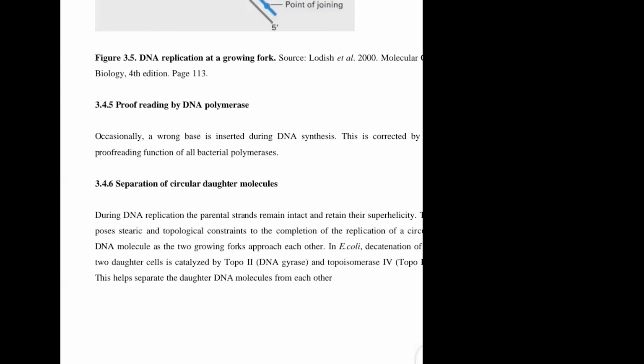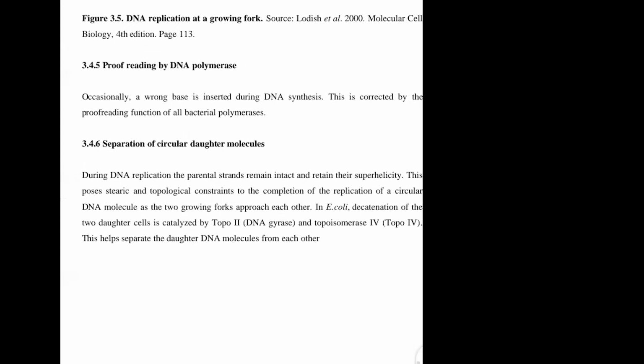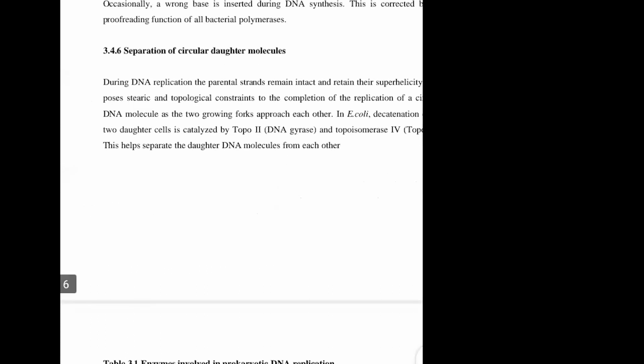So occasionally a wrong base is inserted during DNA synthesis, and this can be corrected by the proofreading function of all bacterial polymerases. So all the polymerases, that is DNA polymerase 1, 2, 3, they can perform what? Proofreading. They can perform proofreading.